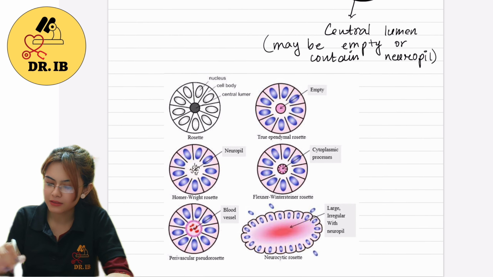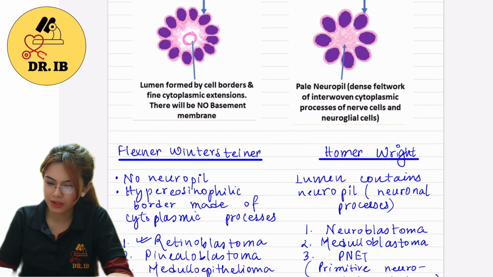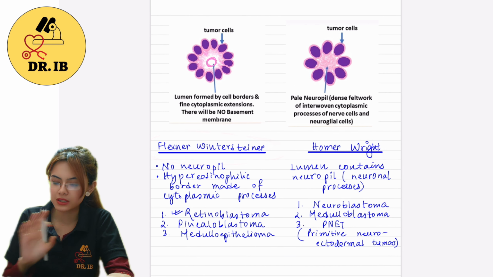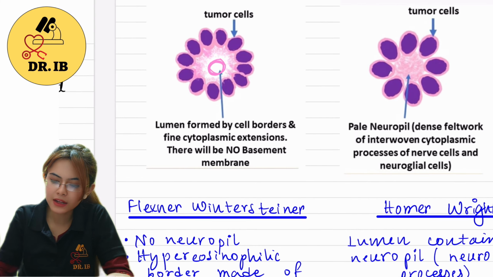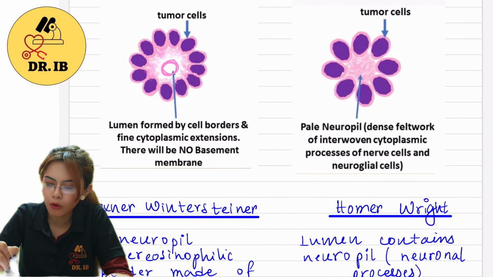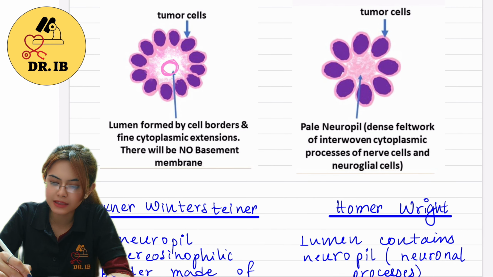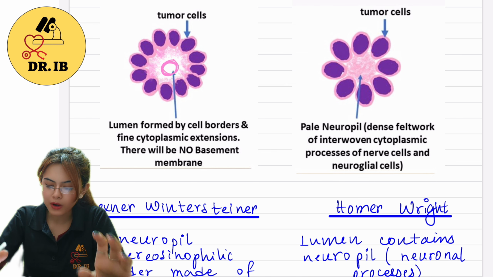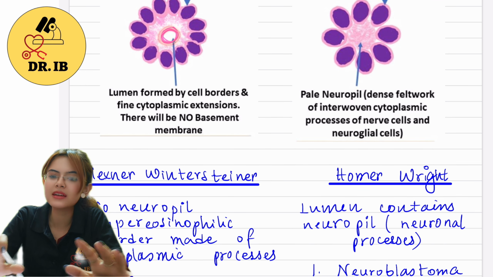Now these are the different kinds of rosette. I'll just come back to that image. So the types of rosette, very quickly. Number one, Flexner-Wintersteiner rosette. What happens is that the lumen here is formed by cell borders and fine cytoplasmic extensions. As you can see, these are the cytoplasmic extensions, and there is a cell border which is basically making the lumen. So what is happening in the center, you don't even have the neuropil.